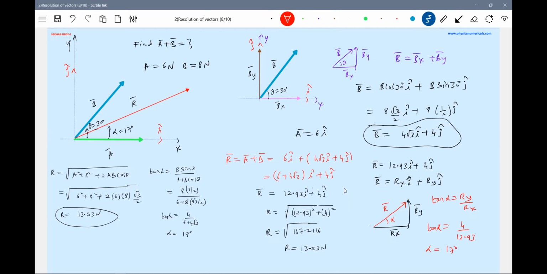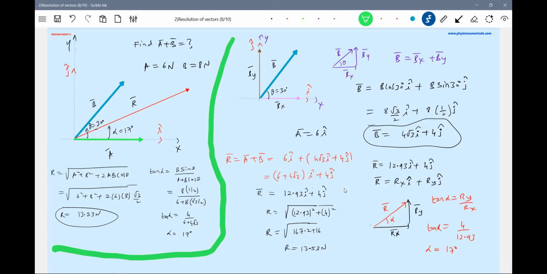Okay, now see, there are two methods. What are the two methods? I'll put a boundary here. How did we do the left hand side? The left hand side was done by the parallelogram law of vector addition. How did we do the right hand side? By resolving of vectors.